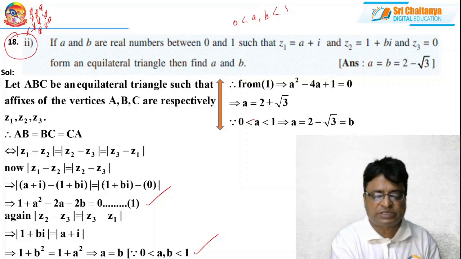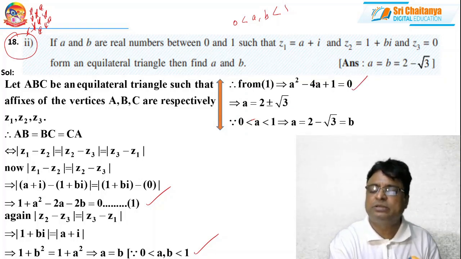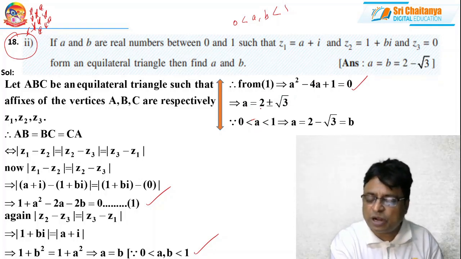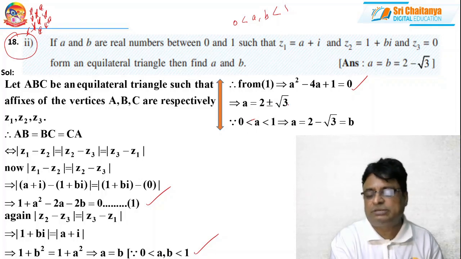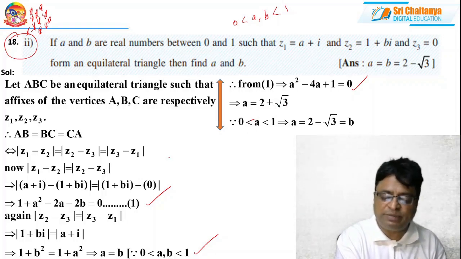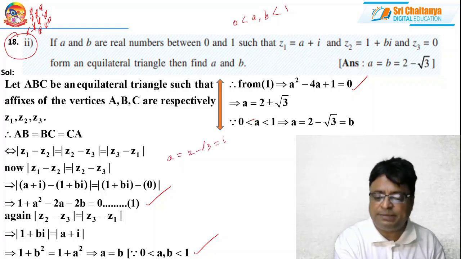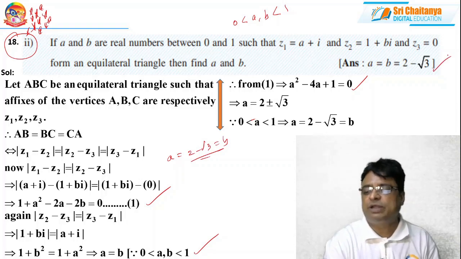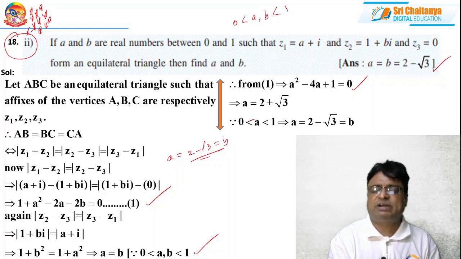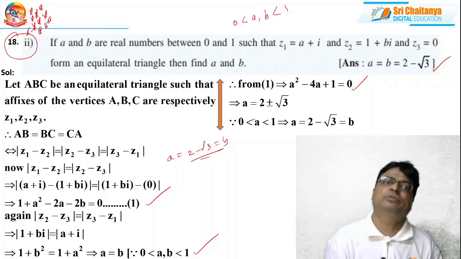So that becomes a square minus 4a plus 1 equal to 0. So a equal to 2 plus or minus root 3. But a and b lie between what? Again, 0 and 1. So 2 plus root 3 is not a number which lies between 0 and 1. So a equal to 2 minus root 3, which is nothing but my b. So I got the values a equal to b equal to 2 minus root 3. This was the question several times. The same model was repeated in the IIT Advanced examination also.